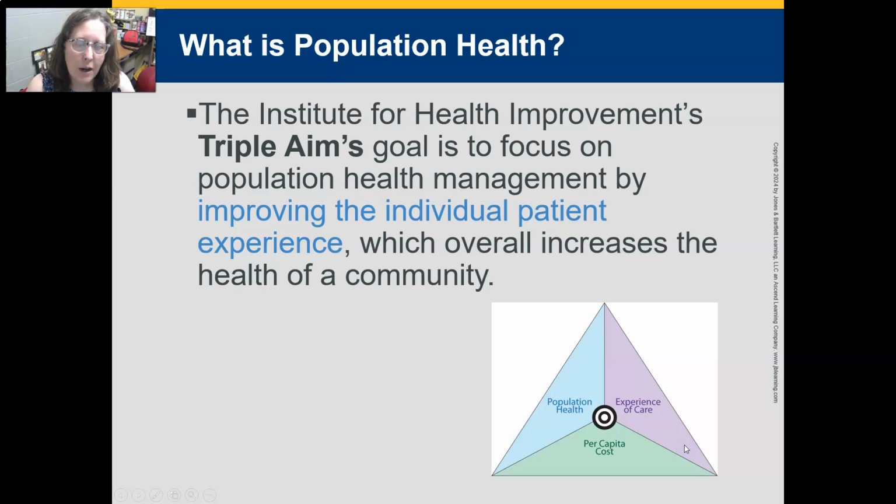All right, so the Institute for Health Improvement has a triple aim. That's their program, triple aim. Their goal is to focus on population health management by improving the individual patient experience. Which then overall increases the health of a community. And that's with each patient encounter and patient interaction. So in the triple aim, you have population health, you have the experience of care within primary care, and then the per capita cost. So they have population health as part of the triple aim and their goal.